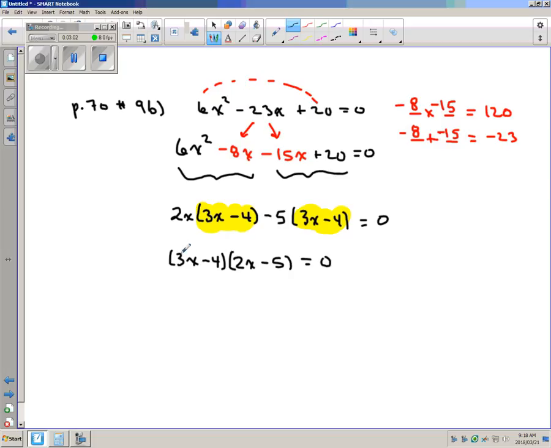You can check your work. If you were to expand this, 6x squared is there. I get negative 15x, take away 8x does give me negative 23x, and negative 4 times negative 5 does give me positive 20.